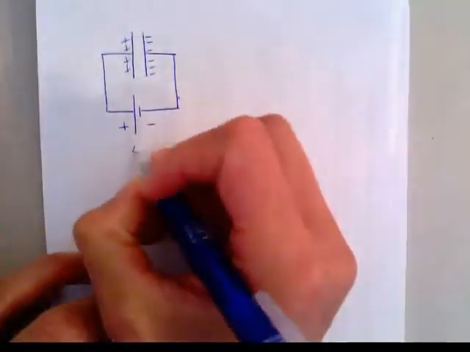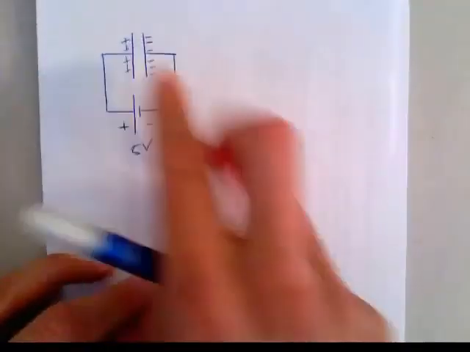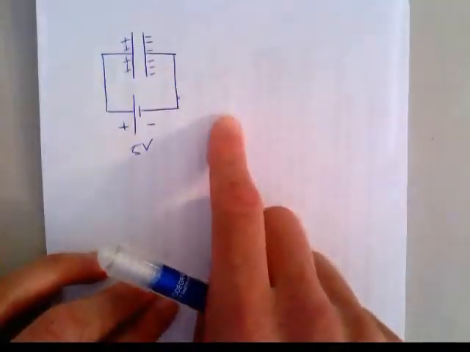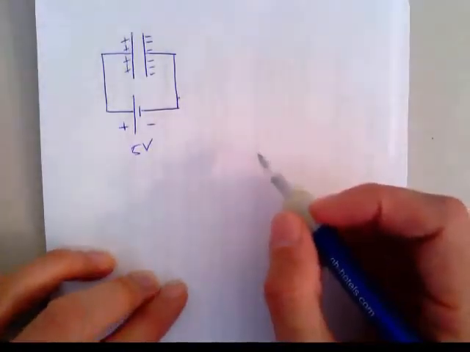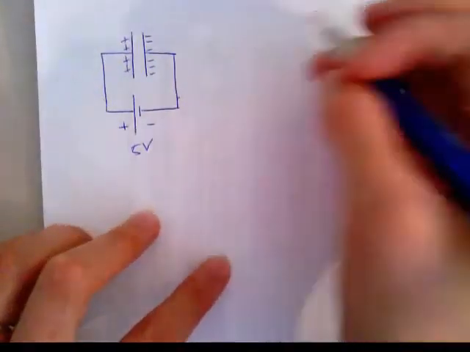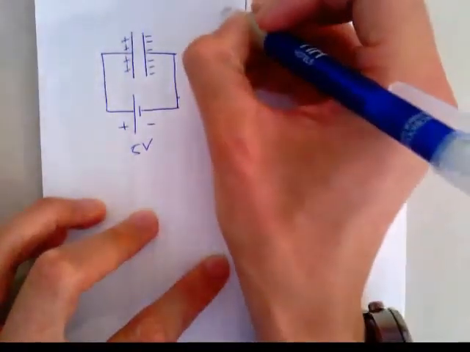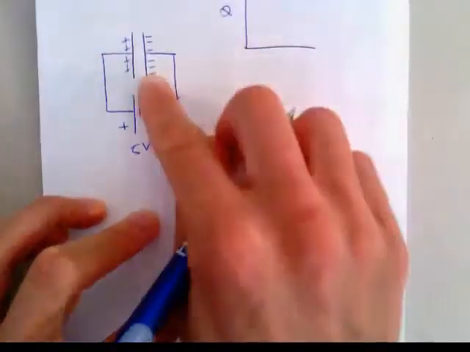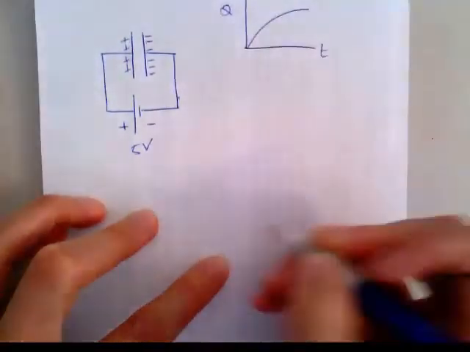So if this was a 5-volt battery, then you are left with the same potential difference of 5 volts across the two plates of the capacitor, and no current flows anymore because the capacitor is fully charged, we say. So this takes a finite amount of time. So if I were to plot charge built up on the capacitor versus time, it builds up like this.